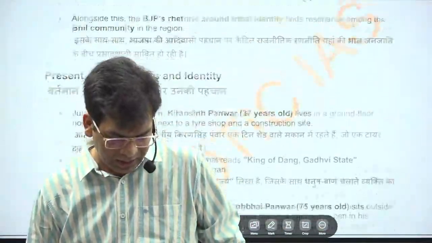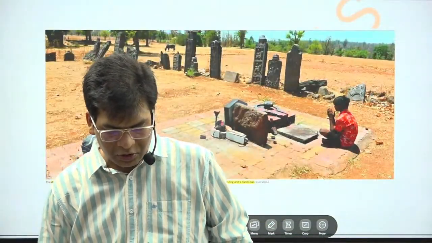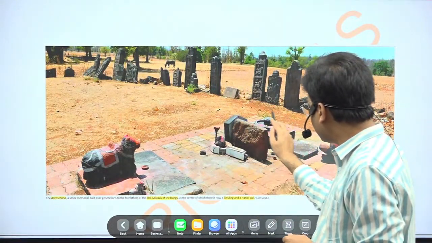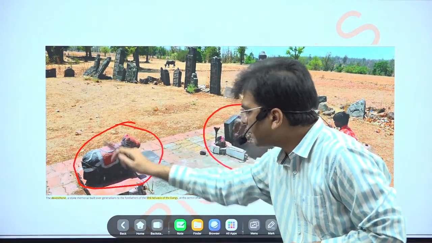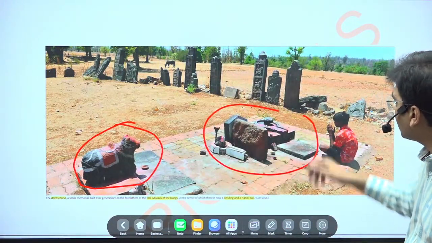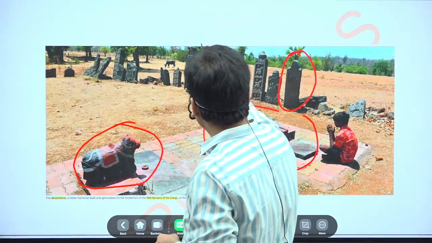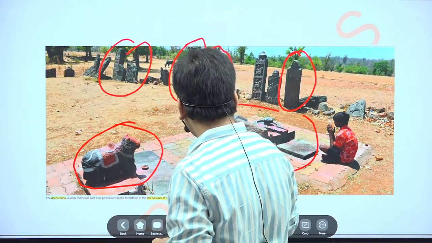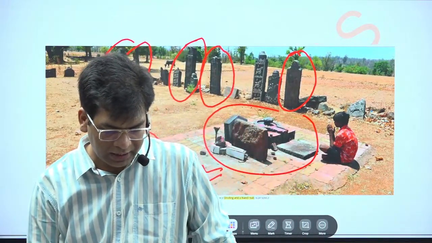Here it is given how they were using stones for their worship, but now this has been replaced by the shivlings and those elements that are associated with Hinduism. So here you will see that previously they used to create some stone infrastructure, but now this has been replaced by this. So this has also been mentioned in this news article.